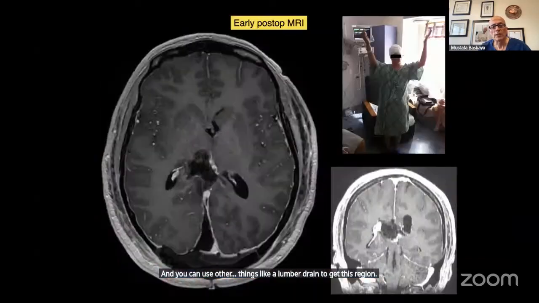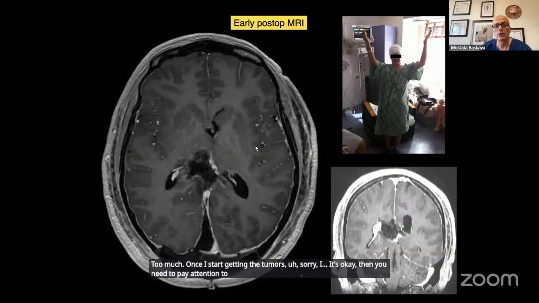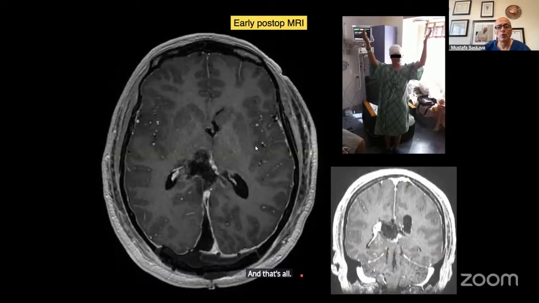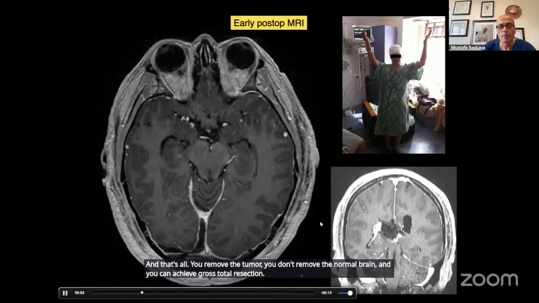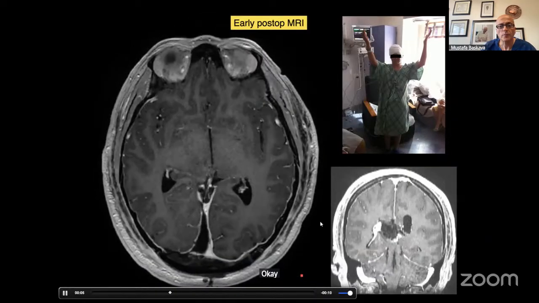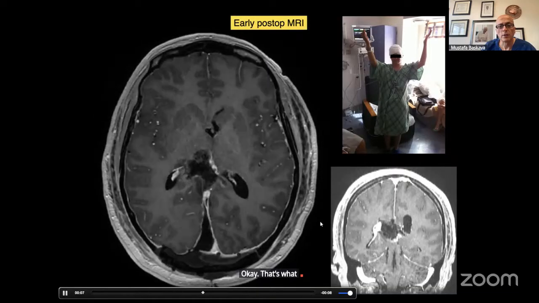Tumor, once I start getting the tumor, it's okay. Then you need to pay attention to the internal cerebral vein, and that's all. You remove the tumor, you don't remove the normal brain, and you can achieve gross total resection. Okay, that's what we did here.